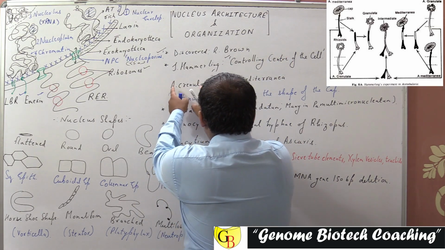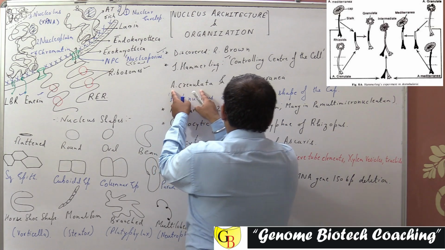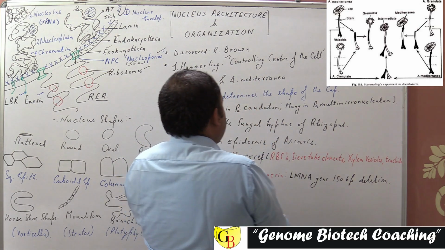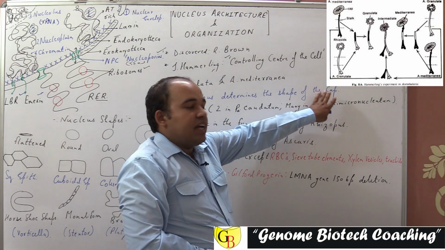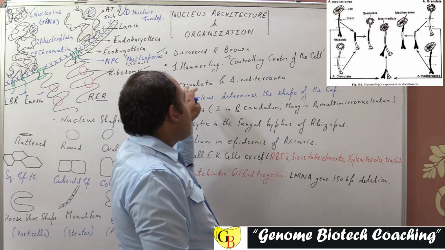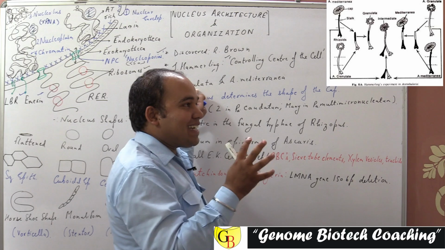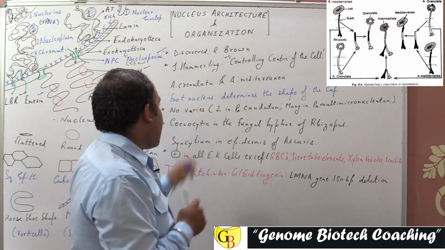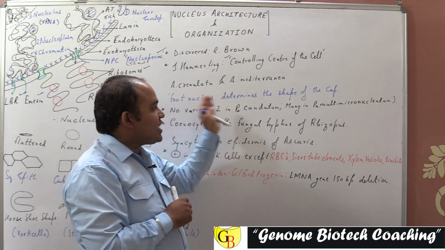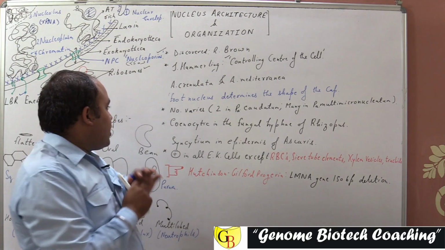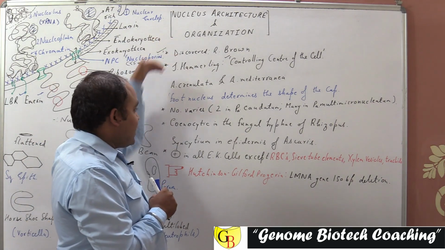You can see in the diagram that it is very clear when the foot nucleus was exchanged from Acetabularia crenulata into Acetabularia mediterranea, the shape of the cap is actually determined by the foot nucleus. Foot का जो nucleus है वही determine करता है shape of the cap को. Foot nucleus determines the shape of the cap. Experiment.